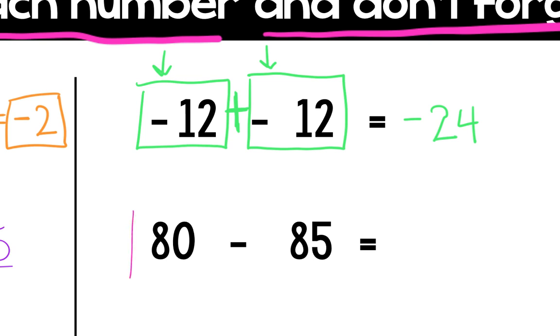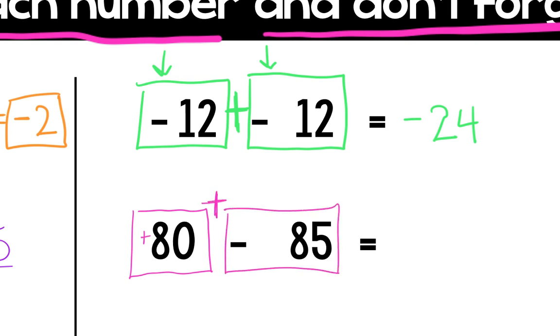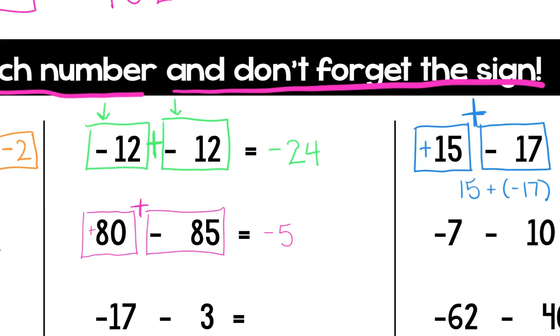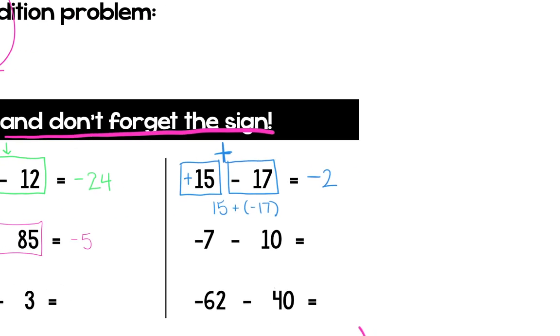Okay, let's box. We have positive 80 plus negative 85. The negatives are going to win by 5 when we add these together here. The next one, let's box negative 7 plus, and then we're going to box in the minus 10, so it becomes negative 7 plus negative 10, and you get negative 17.